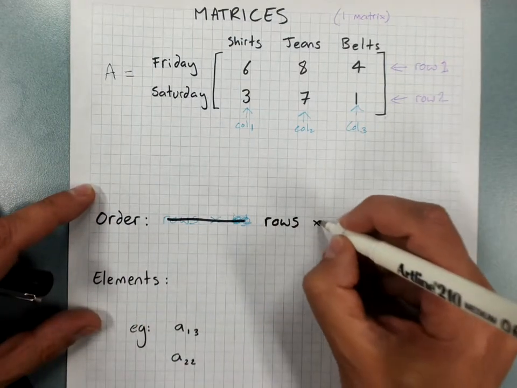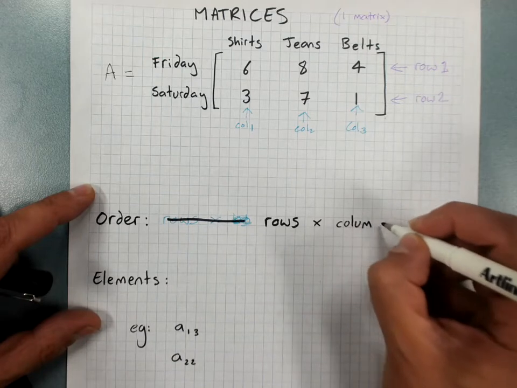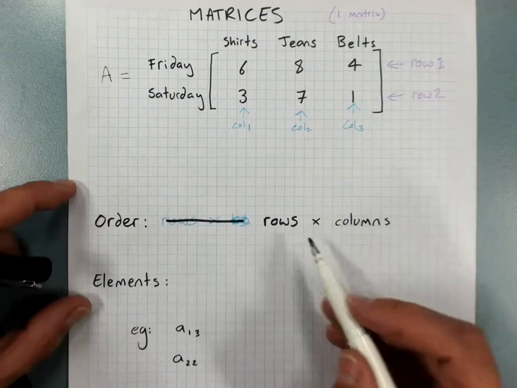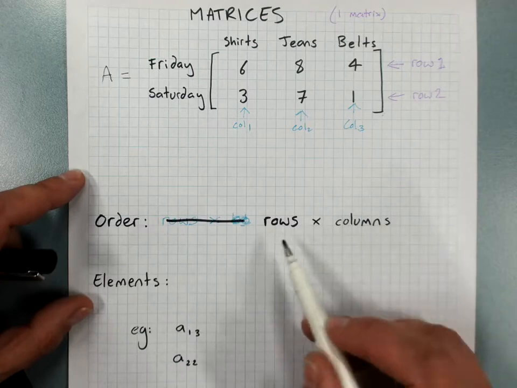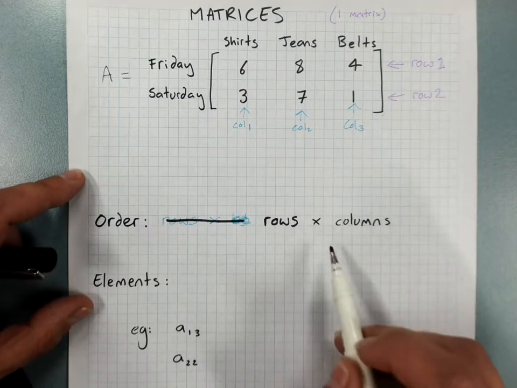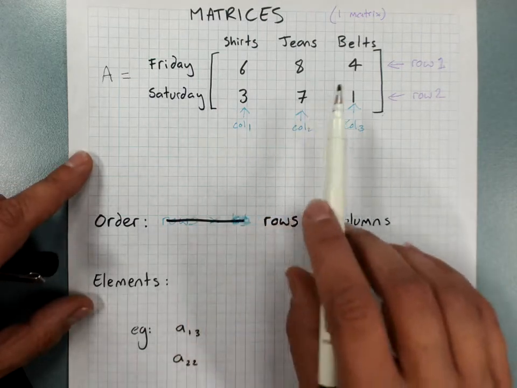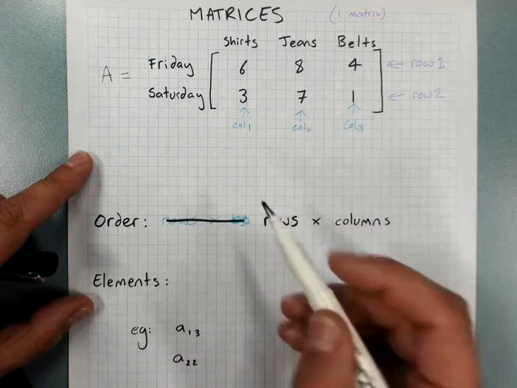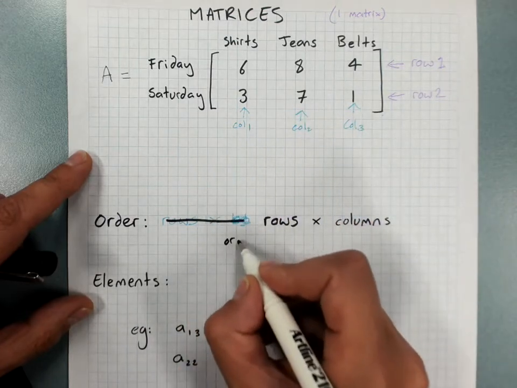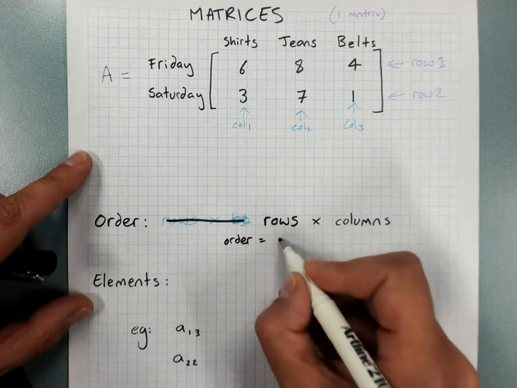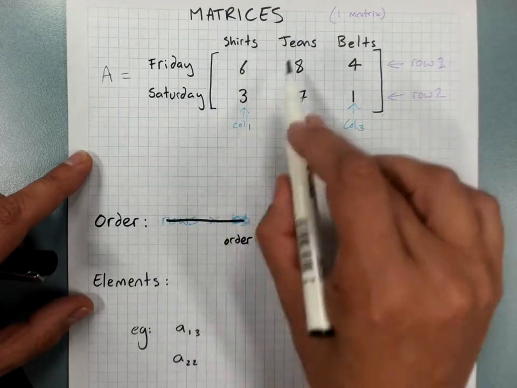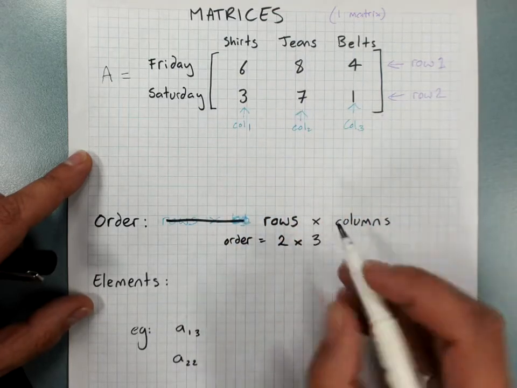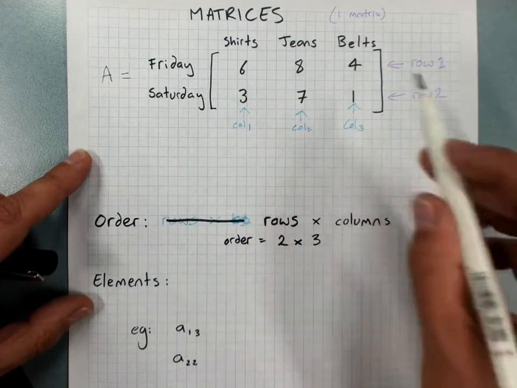Rows by columns. That is number of rows times number of columns. We don't multiply it, we write it as 2 numbers because it tells us 2 rows. So the order of matrix A, 2 rows by 1, 2, 3, 3 columns. This is a 2 by 3 matrix.